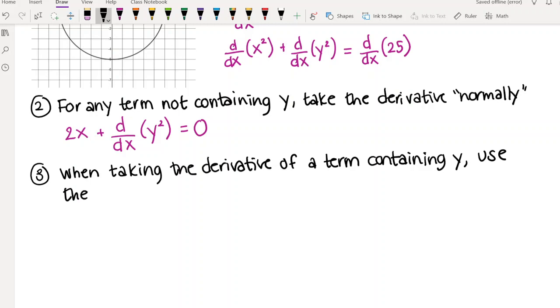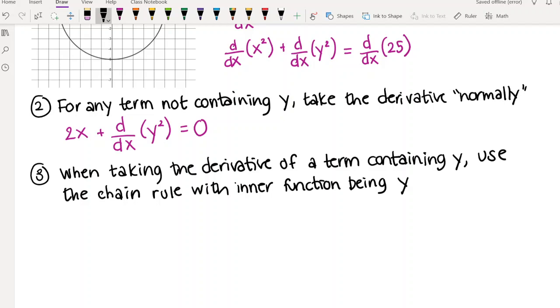This is probably initially going to sound confusing, but once we do some examples, I think it'll make more sense. We're going to use the chain rule with the inner function being y. And I know that probably sounds like nonsense, but we'll do this example in a second.